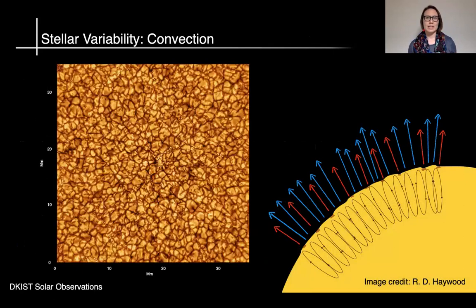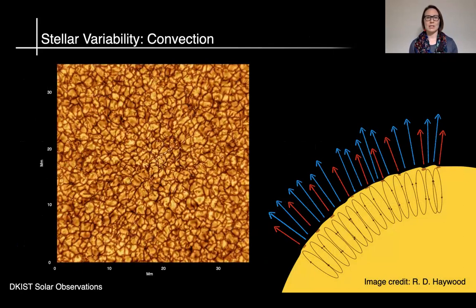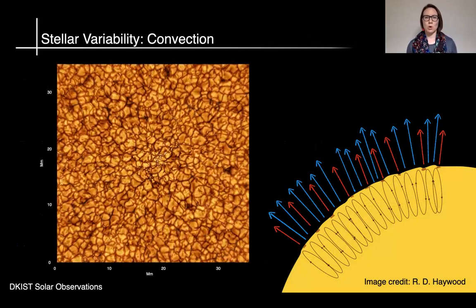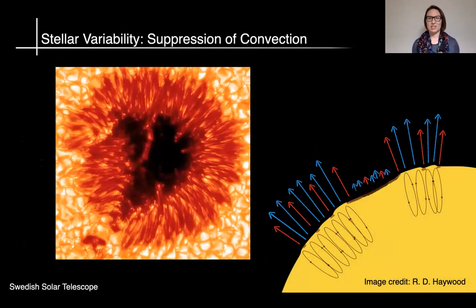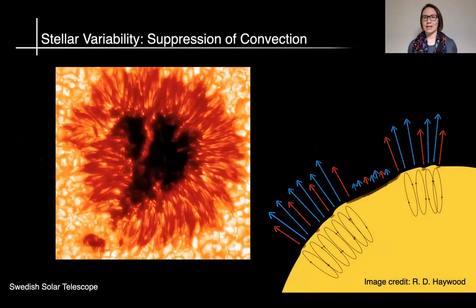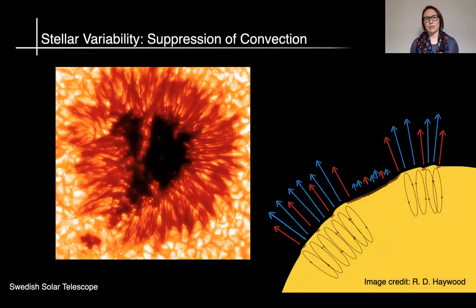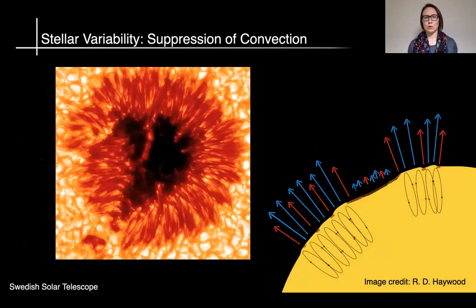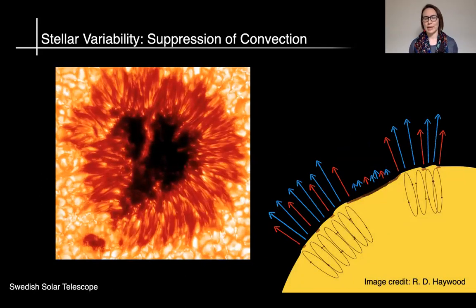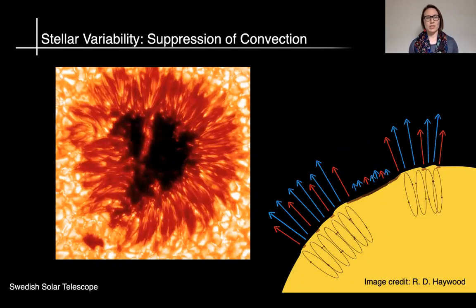What happens now if we have a patch of increased magnetic field? Well, the magnetic field suppresses the convection. It kind of takes a bite out of the convection. And if we have enough magnetic field, then we're going to inhibit the heat transport so much that we'll end up with a cooler area. And that's when you get these star spots.